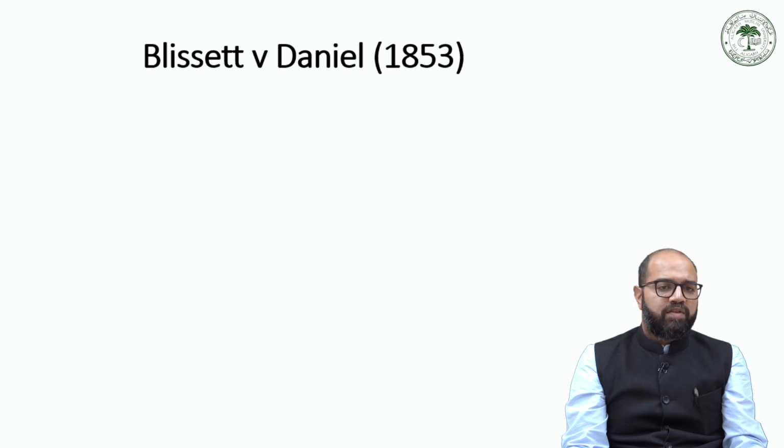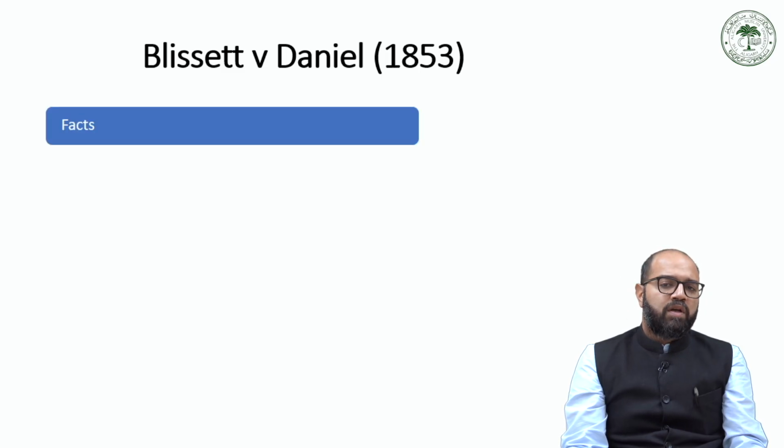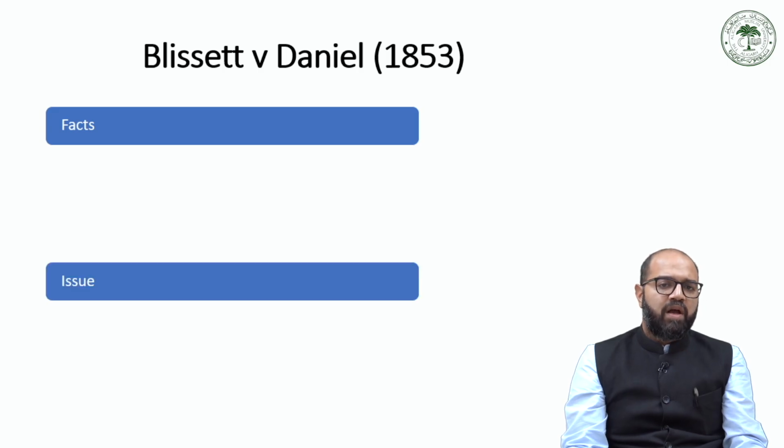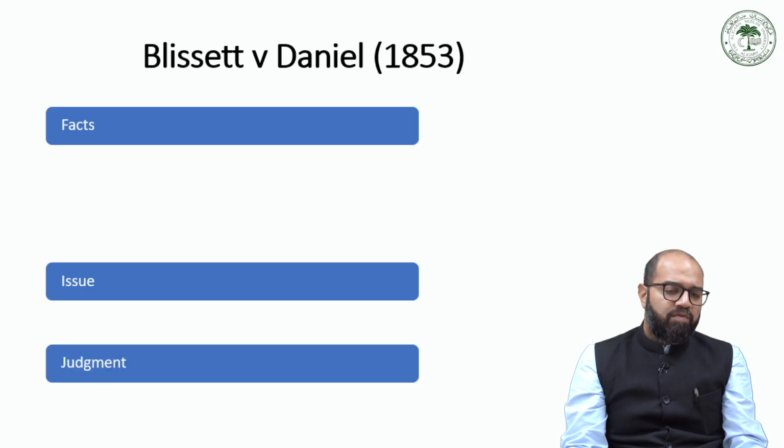The name of the case is Blissett versus Daniel, a very old case of 1853. Nonetheless, it is relevant for the purposes of our discussion. So again, we will briefly discuss the facts of the case, then we will deduce an issue, and then finally we will examine the judgment.